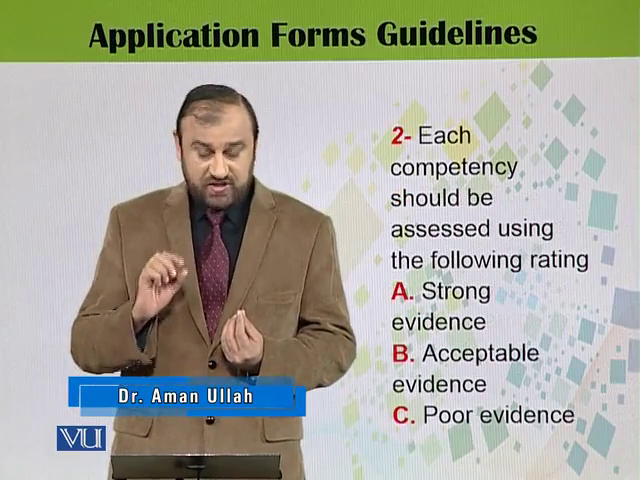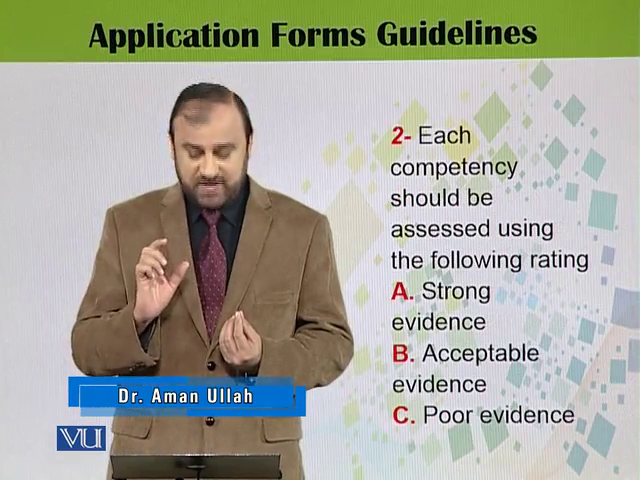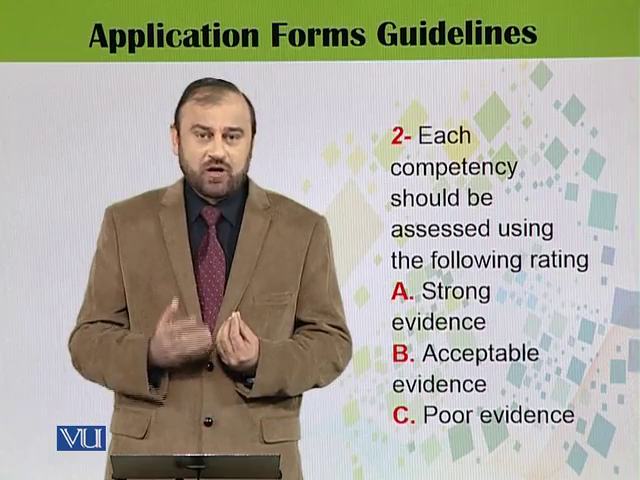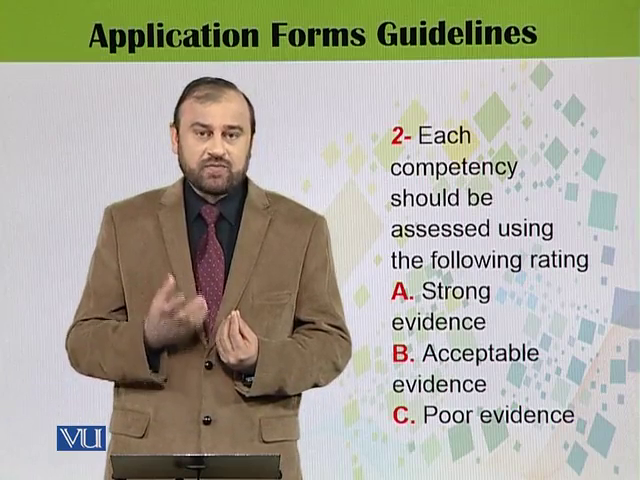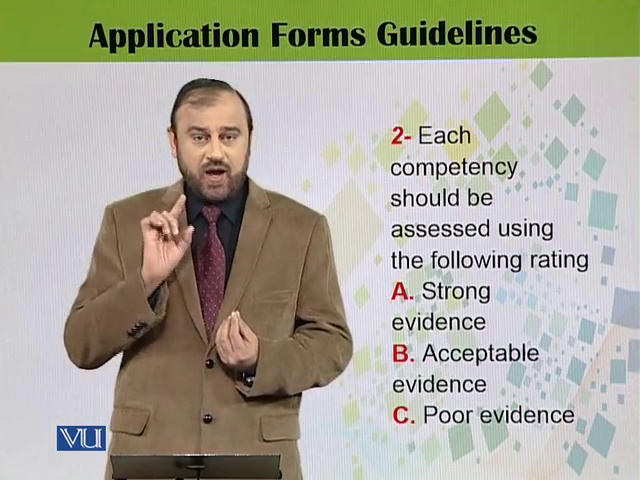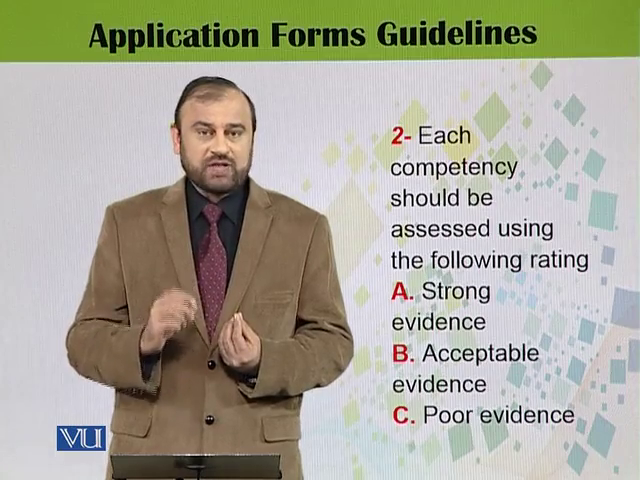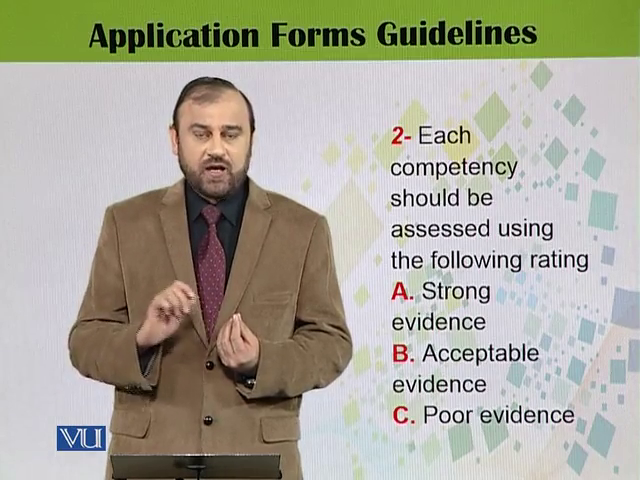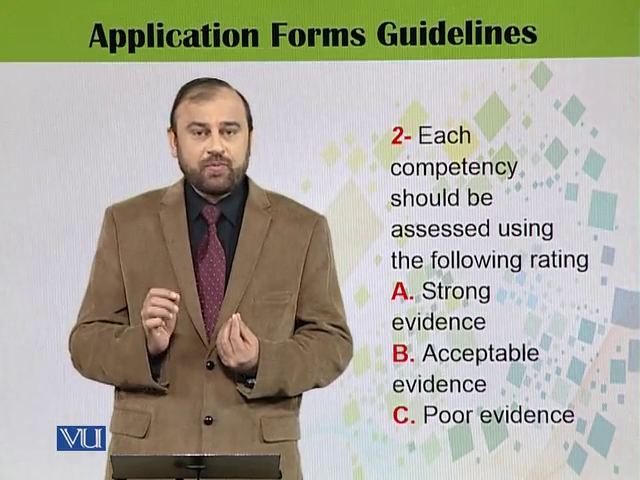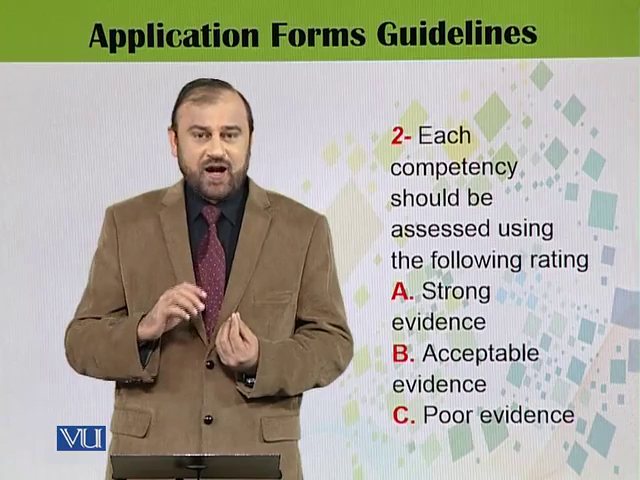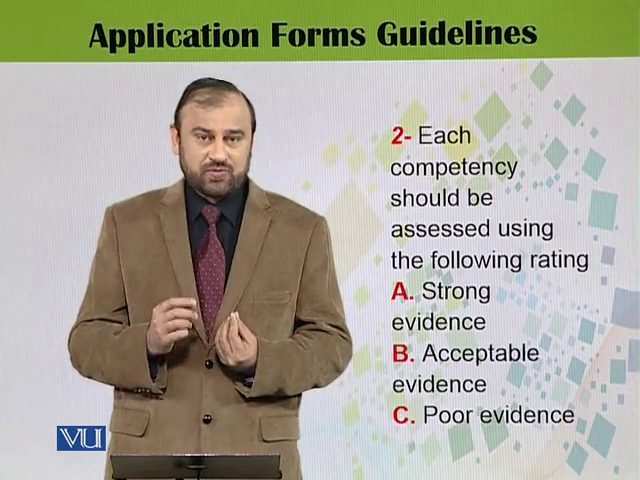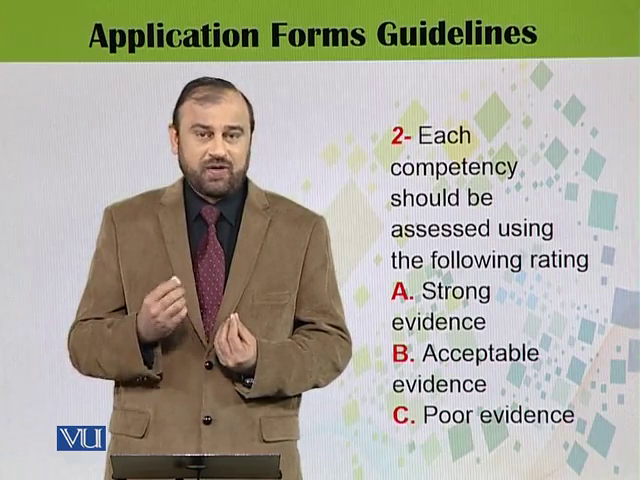Number two, each competency should be assessed using the following rating. How can you assess competencies? Obviously, you need some kind of rating to assess the competency. The rating can be like this. The A rating should be given if you have strong evidence of that competency in the applicant. The B rating can be given for acceptable evidence. Sometimes there is evidence, but it is not that strong, so you have to accept the evidence. So the B rating would be given for acceptable evidence.